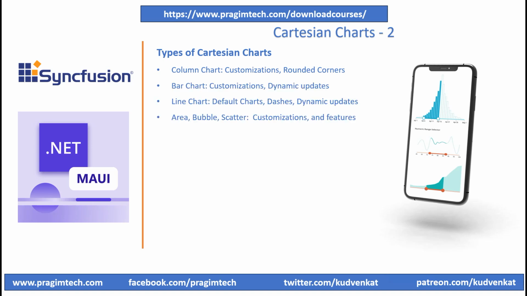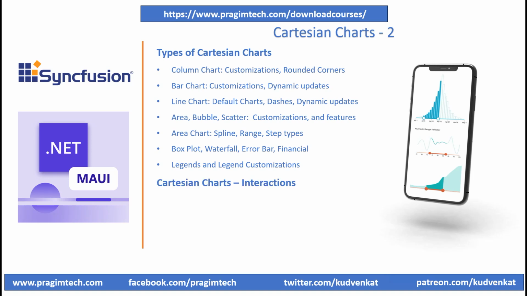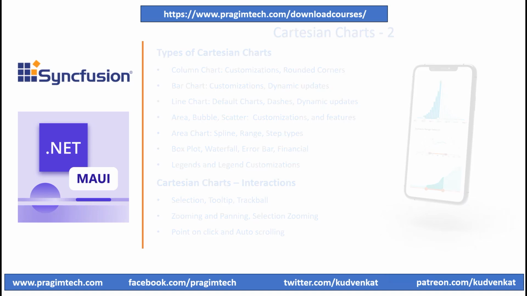Cartesian chart control. We will further explore the column chart, write code to create bar, line, area and bubble charts and add legends and legend customizations to the chart controls. If time permits, we will investigate how to interact with the chart using the available capabilities including selection, trackball, point on click, zooming and selection zooming. Let's now switch to the coding session and get going.